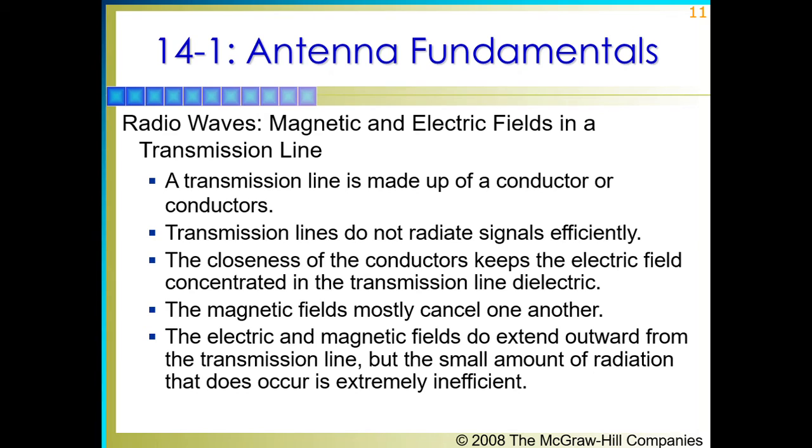A transmission line is made up of a conductor or conductors. Transmission lines do not radiate signals efficiently. The closeness of the conductors keeps the electric field concentrated in the transmission line dielectric. The magnetic fields mostly cancel one another. The electric and magnetic fields do extend outward from the transmission line, but the small amount of radiation that does occur is extremely inefficient.